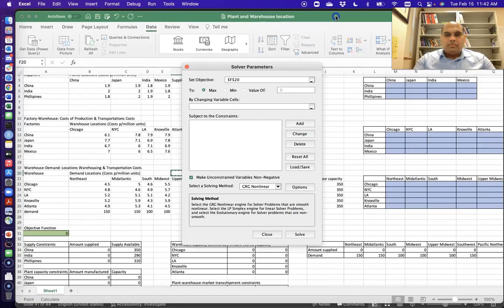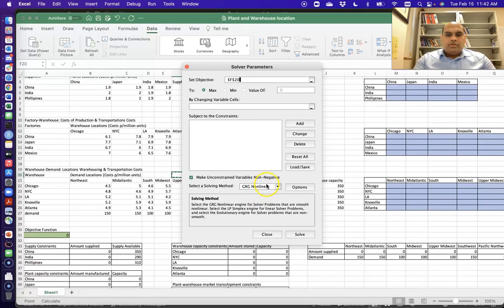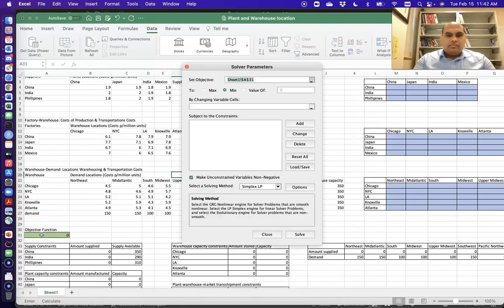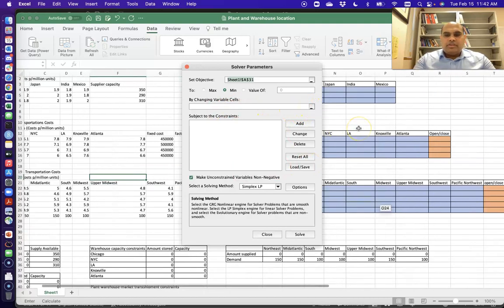Solver. So I'm going to change this to simplex LP. The objective is to minimize costs. And the objective function is right there. That's my objective. The changing variable cells is where you have to be careful. You have 3 sets now.